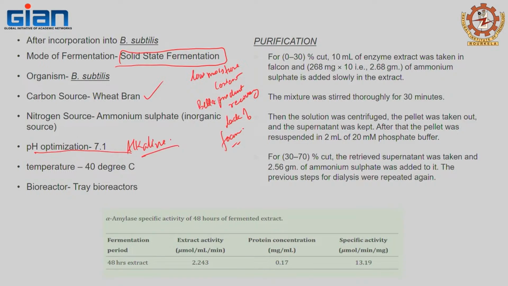is around 37 to 40, but in our study we found that the highest amount of alpha amylase production is around 40 degrees Celsius. And the bioreactor that we have used here is the tray bioreactor.